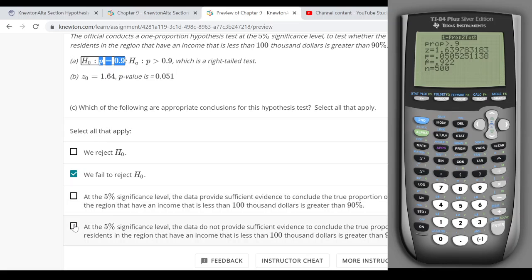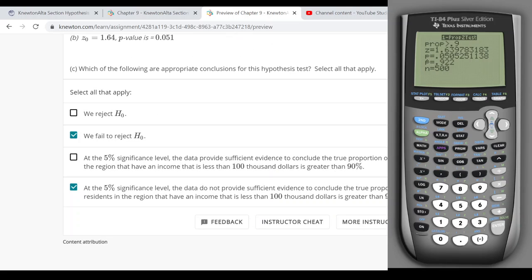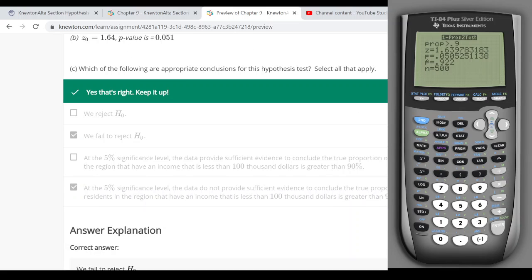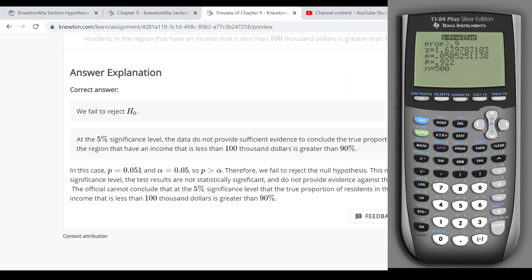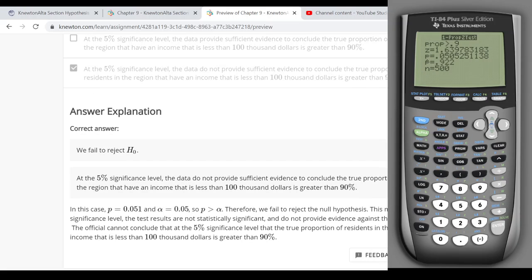So at the 5% significance level, the data do not provide enough evidence to conclude that this proportion of people with income less than $100,000 is greater than 90%. All right, so again, these two would go hand in hand. Hooray, hooray. And I think that's it because we made our conclusion. We've made our conclusion.